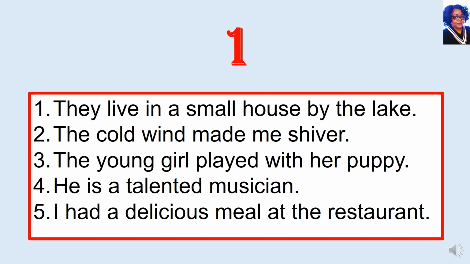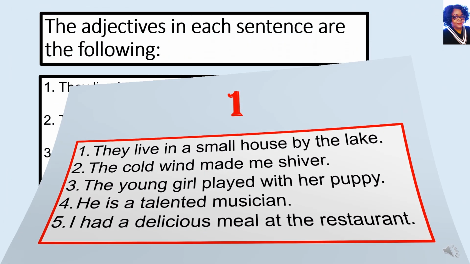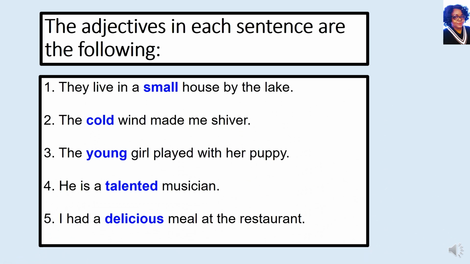All right, time is up. That was more like a countdown than 5 seconds. All right, the adjectives in each sentence are the following. In the first sentence, small. In the second sentence, cold. In the third sentence, young. In the fourth sentence, talented. In the fifth sentence, delicious.